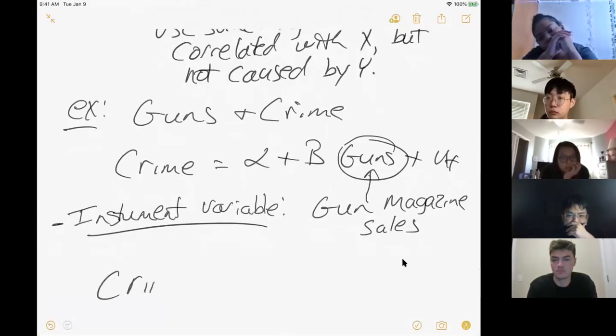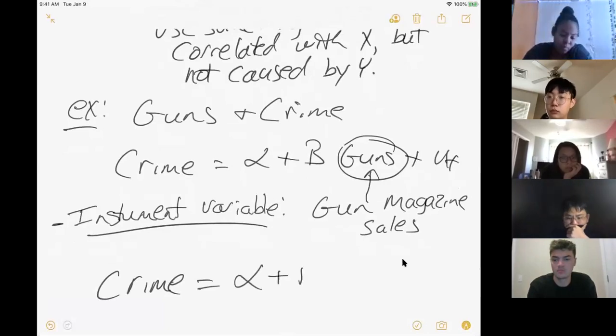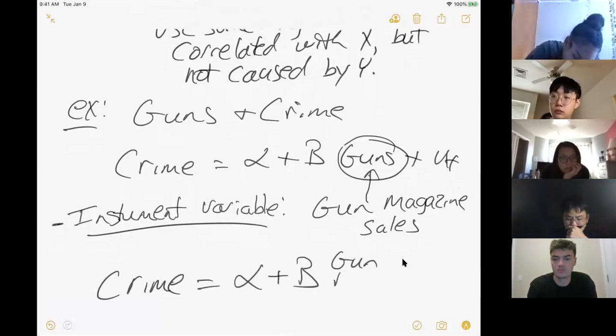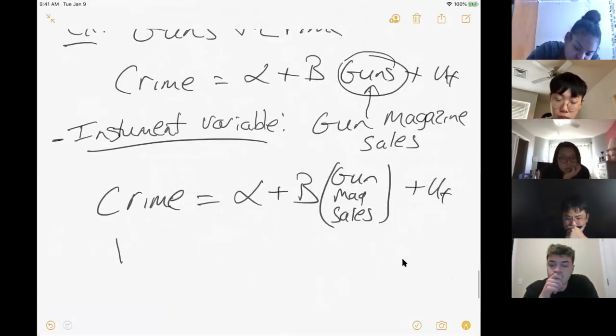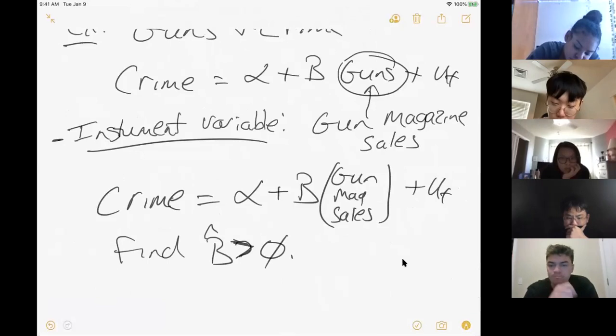You go out and you estimate this. And if you do that, what do you find? That beta hat is greater than 0, meaning more guns cause more crime.